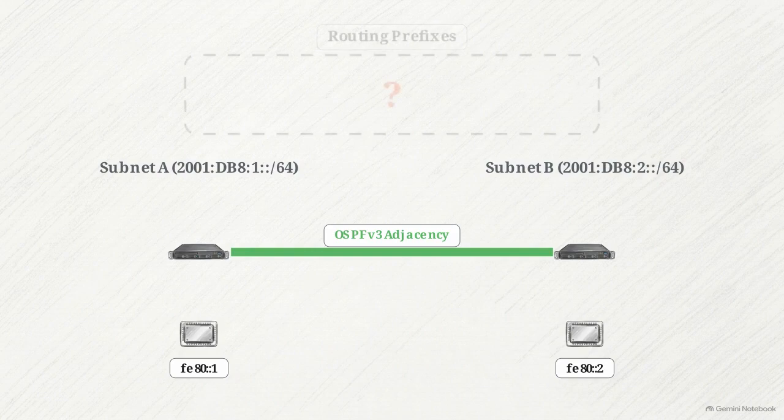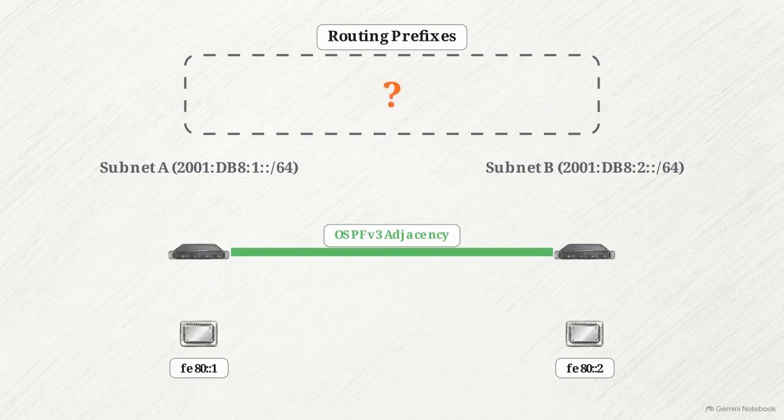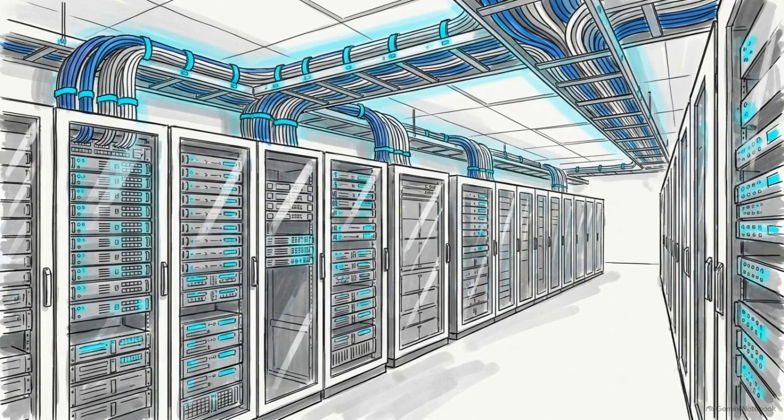Since the neighbor packets are stripped of global IP data, a secondary mechanism is required to distribute actual routing prefixes. They accomplish this by introducing a new data structure into the flow, the link state advertisement, or link LSA. The link LSA is explicitly designed to carry the IPv6 prefix information backward across that established link local adjacency. Relying on link local space for neighbor formation, OSPF v3 simplifies infrastructure addressing, allowing you to build robust routing backbones without wasting a single global IP address.